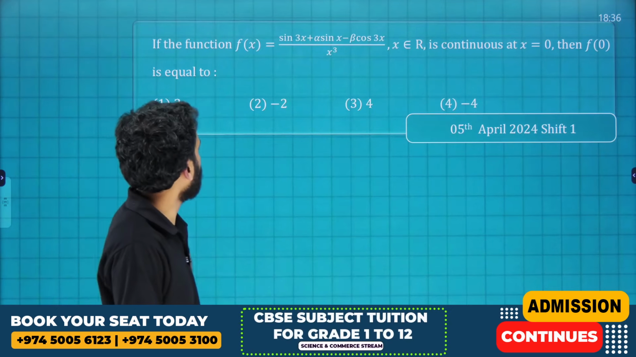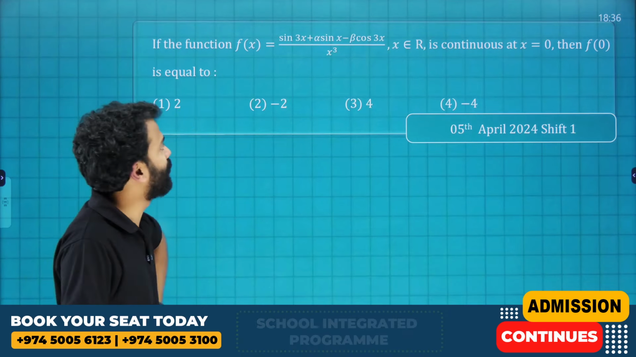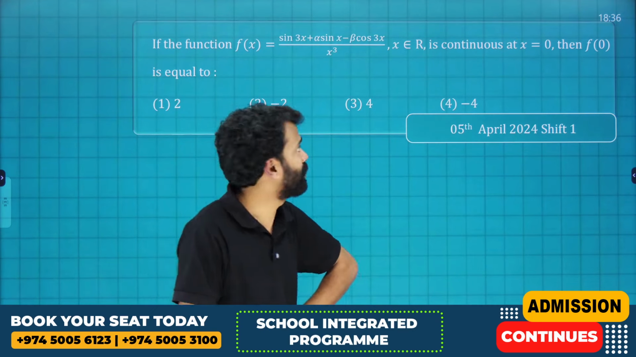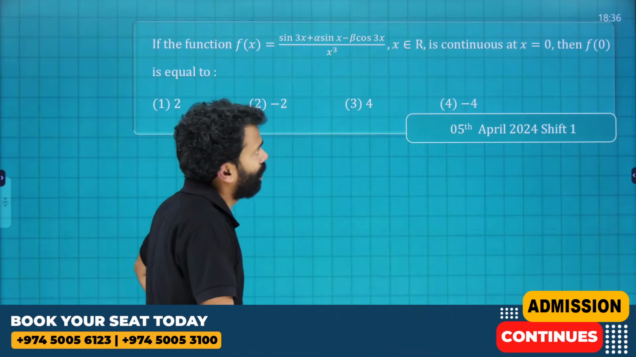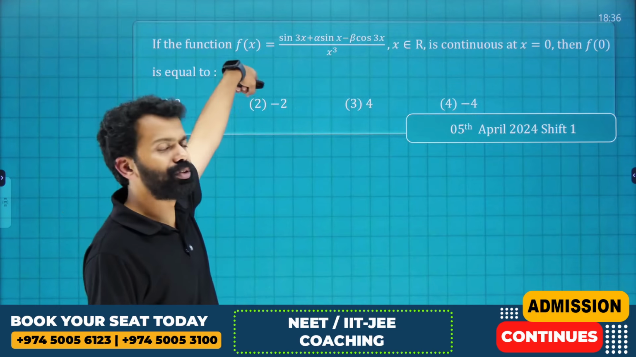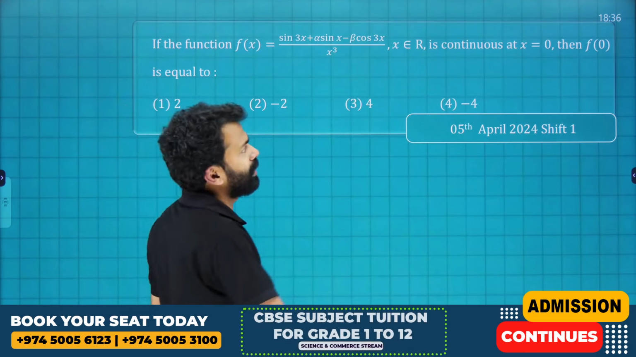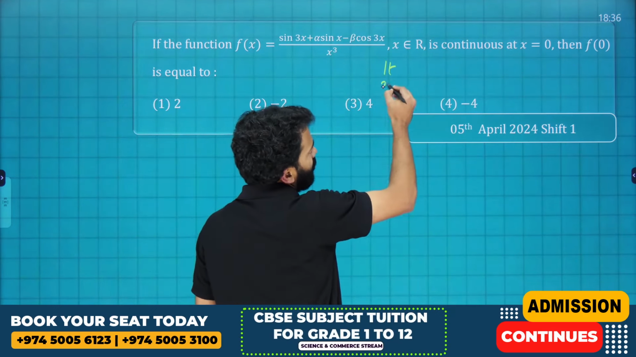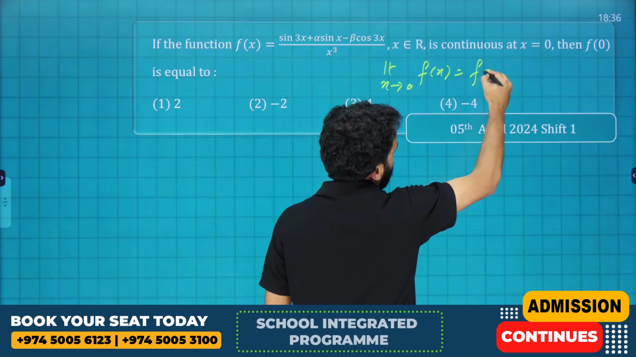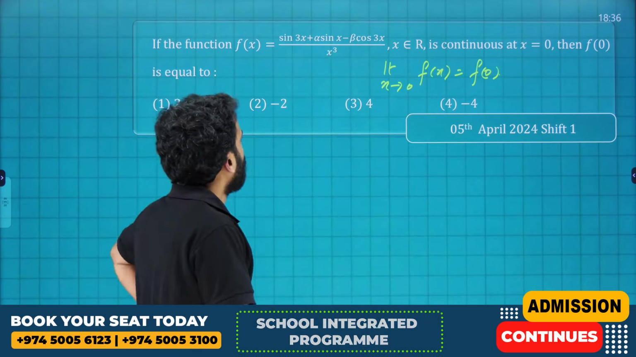Next question: if the function f of x is equal to (sin 3x plus alpha sin x minus beta cos 3x) divided by x cube is continuous at x is equal to 0, then you need to find the value of f of 0. What is the value of f of 0? If it is continuous at x is equal to 0, then limit x tends to 0 of f of x is equal to what? f of 0. That is the value of f of 0. Therefore, you need to find the limit at x is equal to 0.